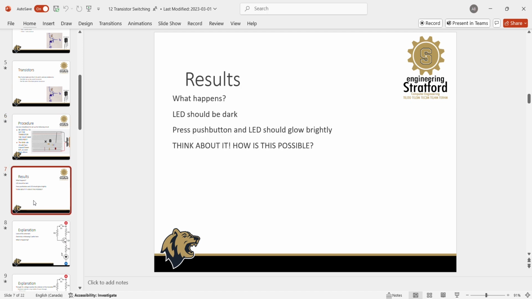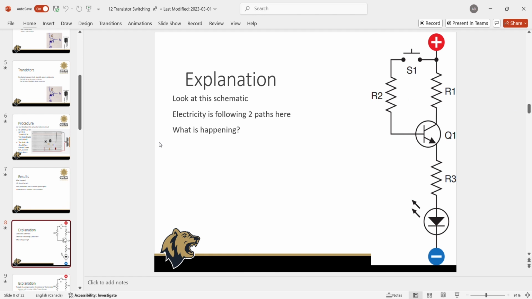The results of it are quite simple. When you push the button, the LED comes on. But think about it. Look at your circuit. Do a little bit of math. How is this possible? Here is a schematic. It's a different looking schematic than what we've mostly done in class, but it gives you a good indication of how this is happening.